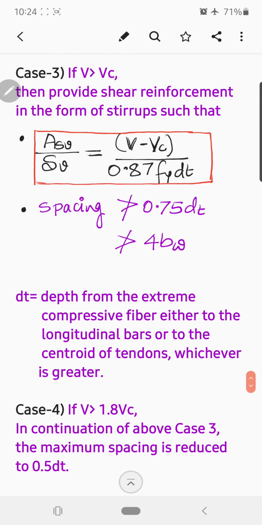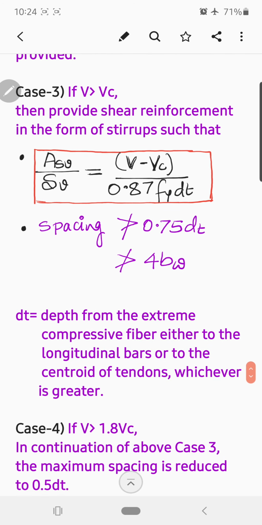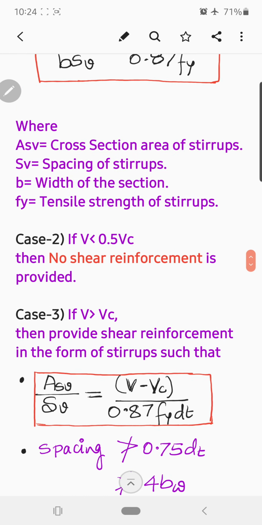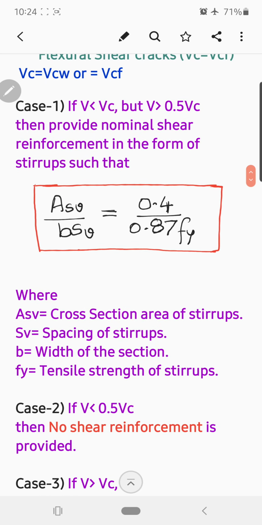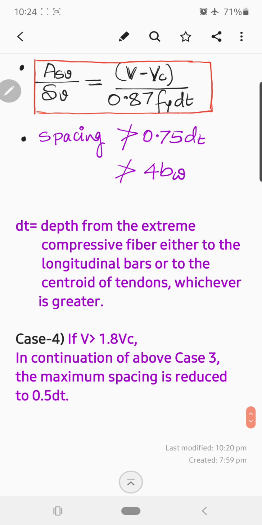Case 4, of course this is also V greater than Vc, but V is greater than 1.8 times Vc. That means the shear force is much greater than 1.8 times the shear resistance of concrete. So the shear force is very high here. So in continuation of case 3, that is V greater than Vc, the maximum spacing is reduced to 0.5 times dt. So what we have to do is calculate the shear resistance and compare with the shear force, whether it is less than Vc or greater than Vc. Now let us take a few problems under this.